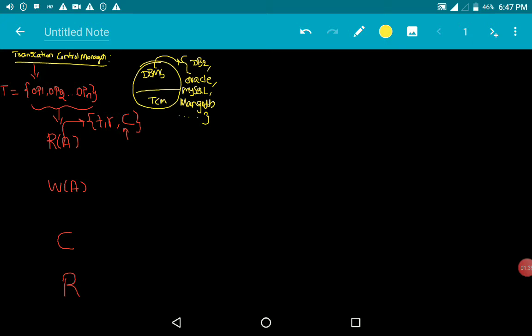The equivalent notation of read is the select statement: select A from table name. The equivalent statement for write is update: update table name set the column name equal to particular values where column name equals some value. Then the equivalent statement of commit is commit, and rollback means rollback.